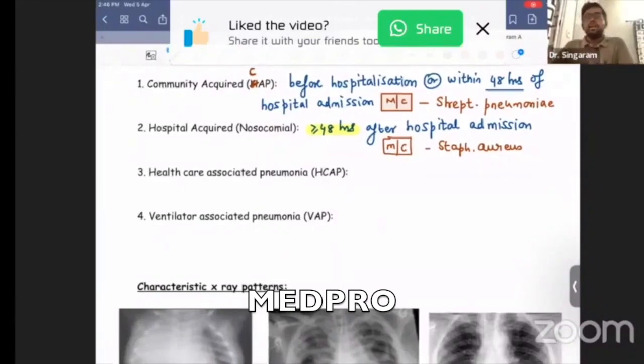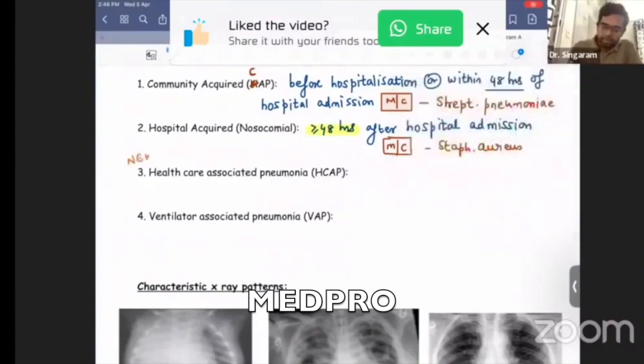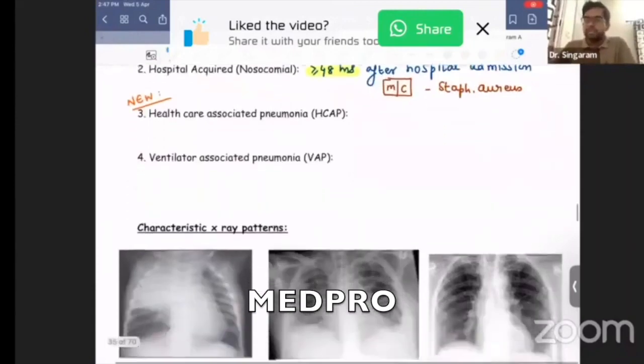Then something called HCAP. This is a new term and a very important term, called healthcare associated pneumonia. Meaning it's not hospital I'm talking about. Somewhere in the healthcare setting is the pneumonia associated. Now, how do we define this? It's something like this. The patient was admitted in the hospital and he is discharged. Today he's getting discharged. A few days later, he develops pneumonia and comes back to the hospital. Then we can say maybe due to some exposure in the healthcare setting, he has developed pneumonia.